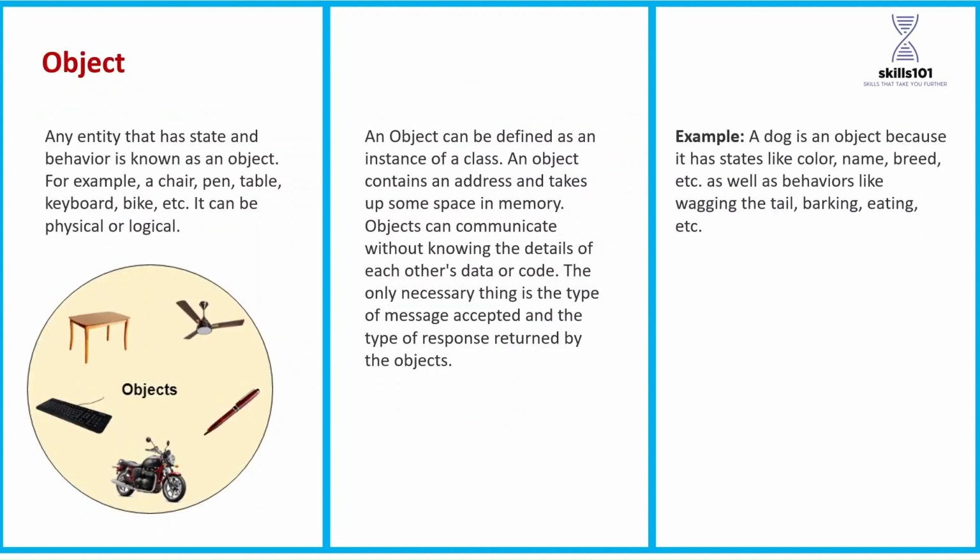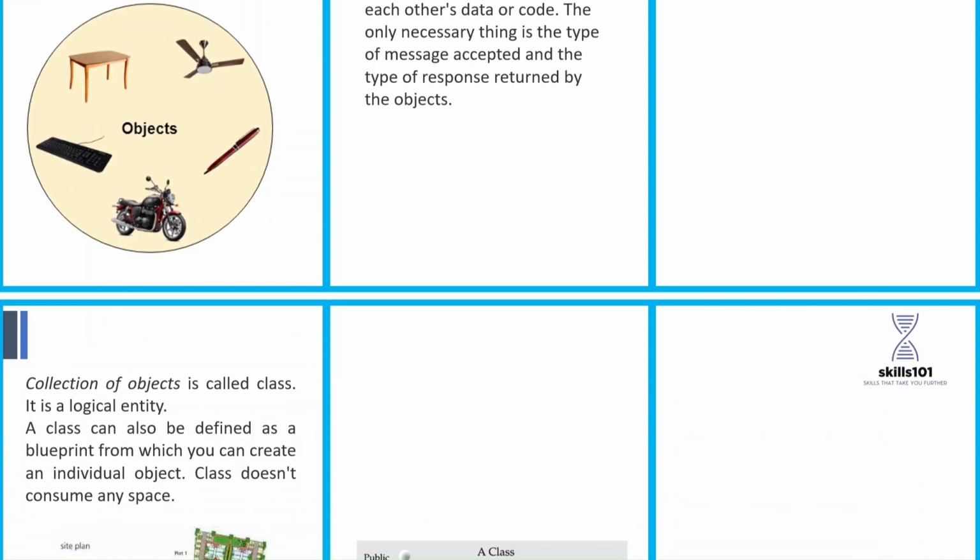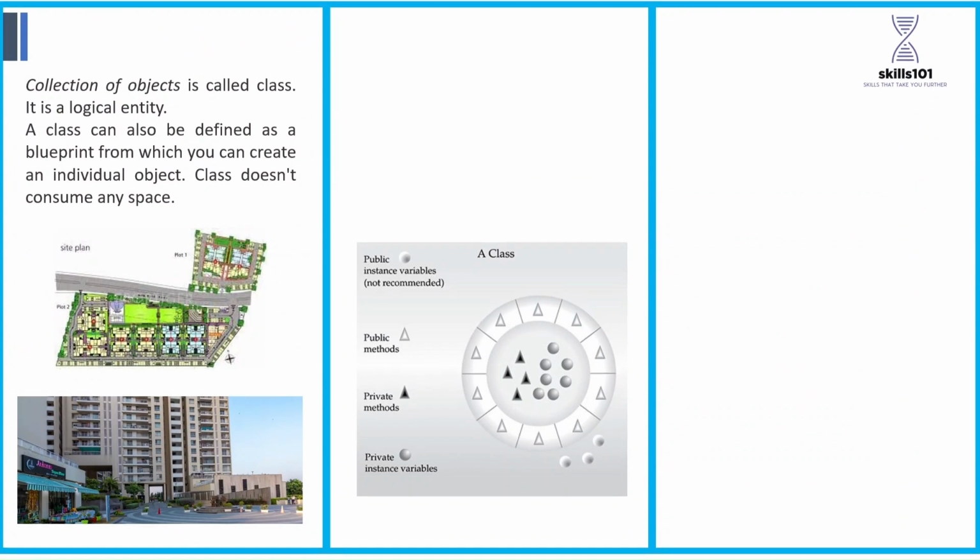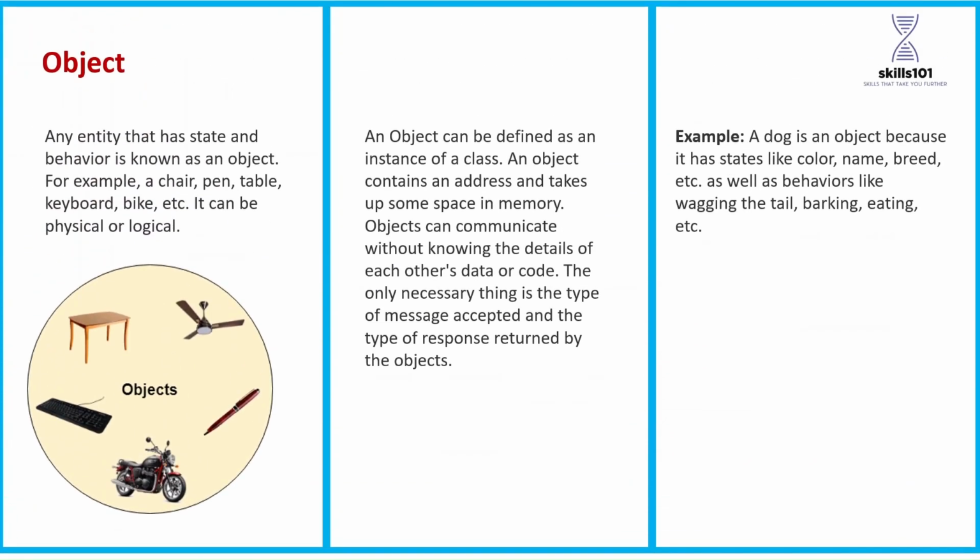An object can be defined as an instance of a class, right? So what is an instance? Instance means an example of something. If I ask you to tell me some objects, how are you going to tell me? Understanding of class and object is very important. Class and object are two important concepts.